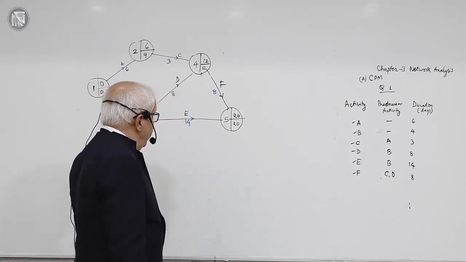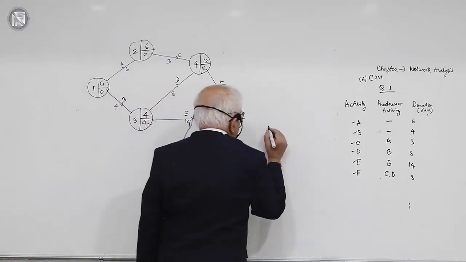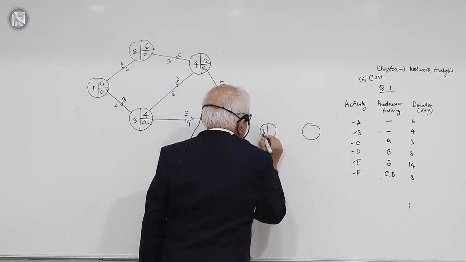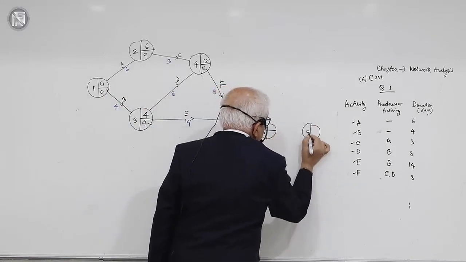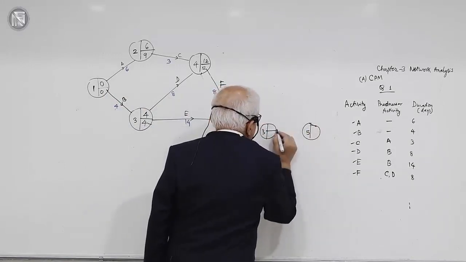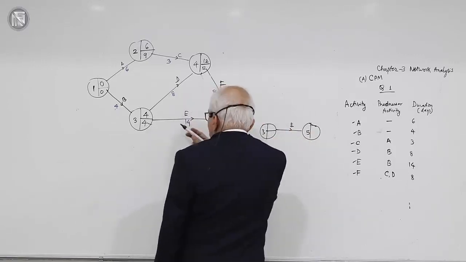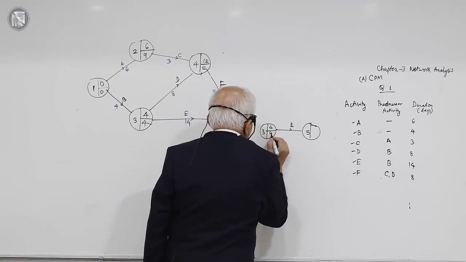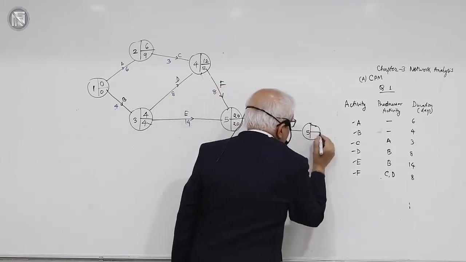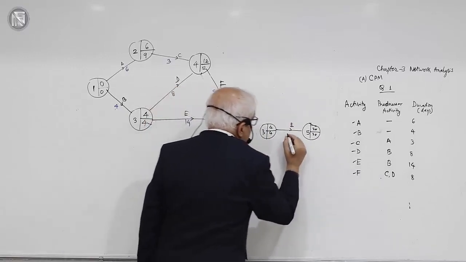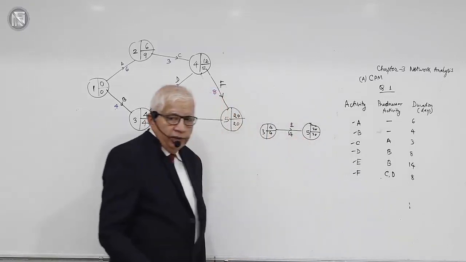Now look at this. I am taking up activity 3, 5. What is the name of the activity? Alphabetical name of the activity is E. What are the times at event 3 and 5? The times at event 3 are 4 and 4, and at event 5 are 20 and 20. And what is the duration of E? It is 14 days.